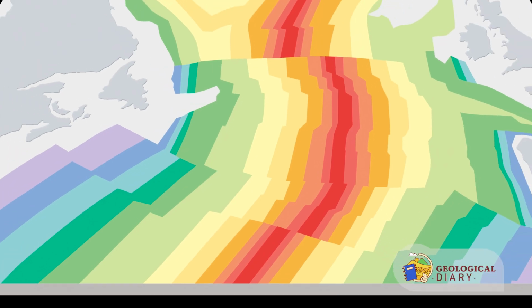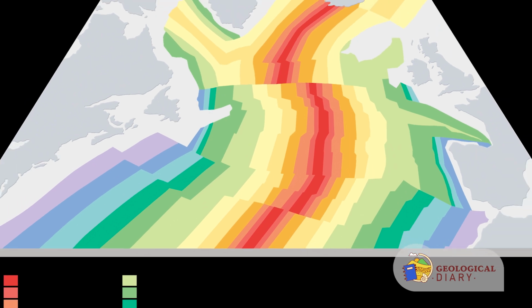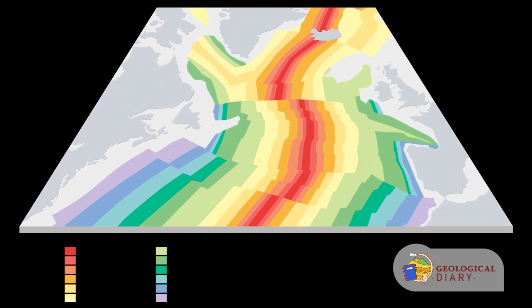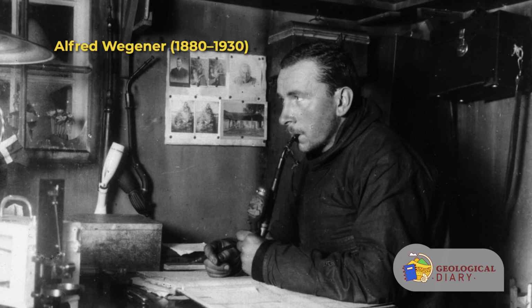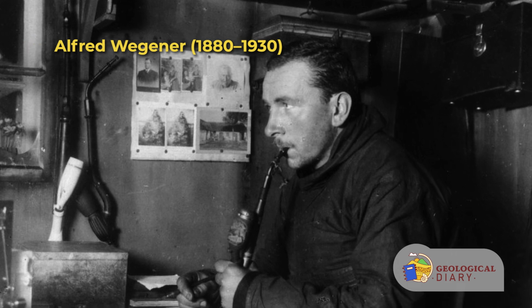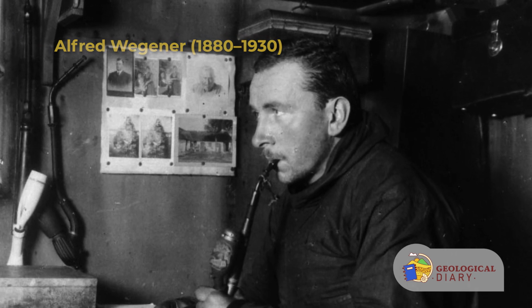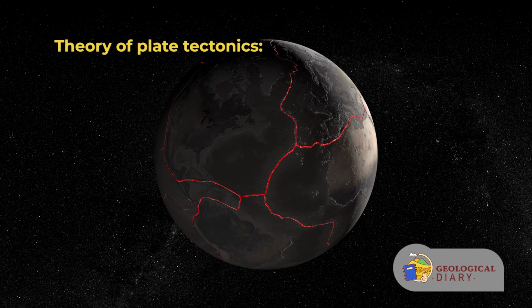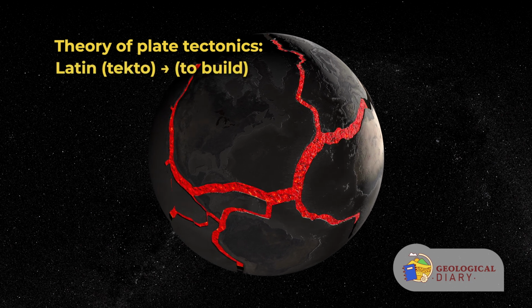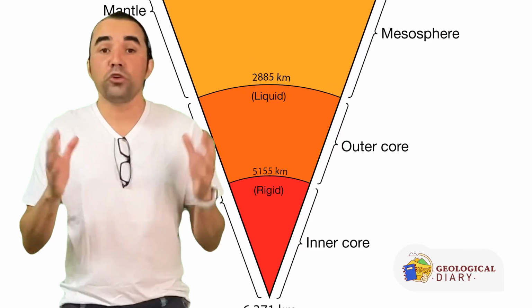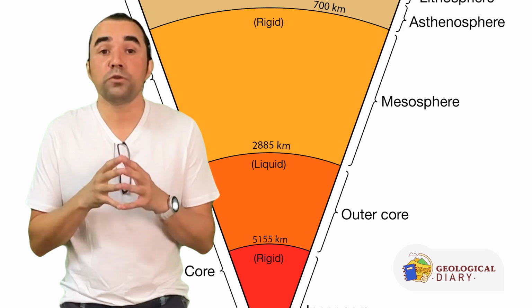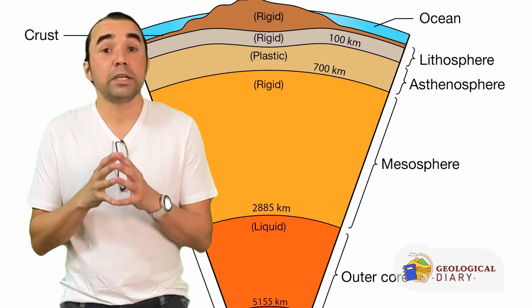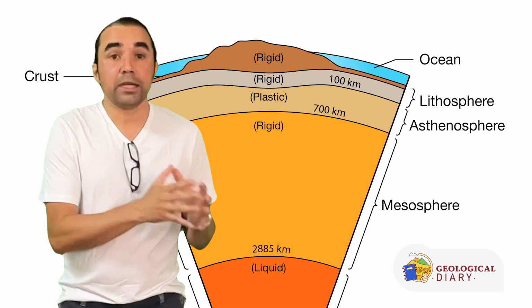When all the evidence slowly and painstakingly began to emerge, by the late 1960s, these developments, among others, had led to the unfolding of a far more encompassing theory than continental drift, known as the theory of plate tectonics. The word tectonics comes from the Latin tecto, which means to build. To understand how entire continents can move, we must remember that the lithosphere is rigid, divided into oceanic and continental crust.